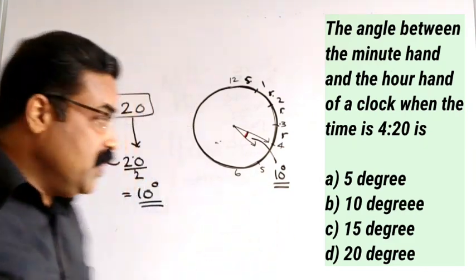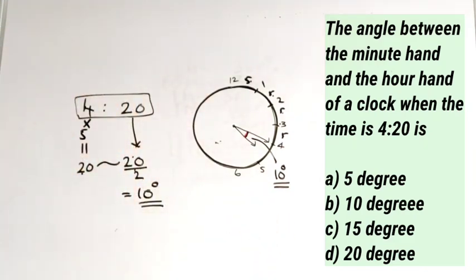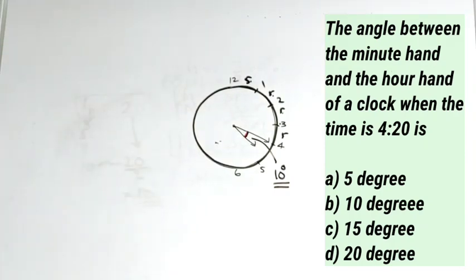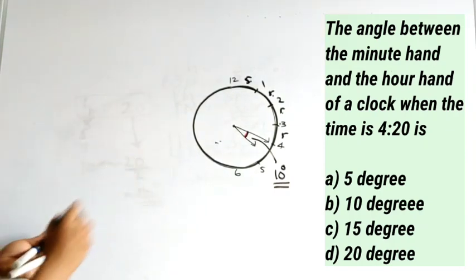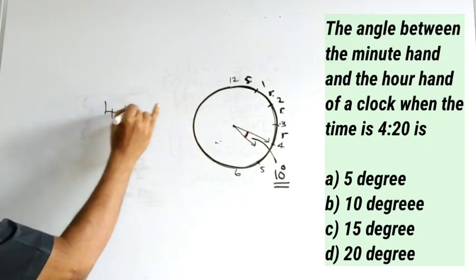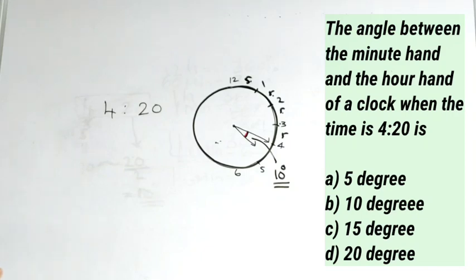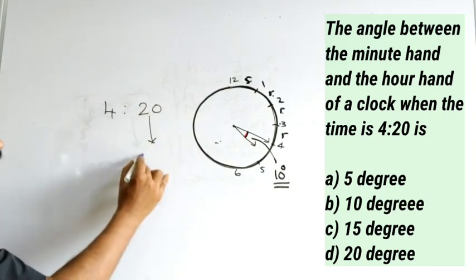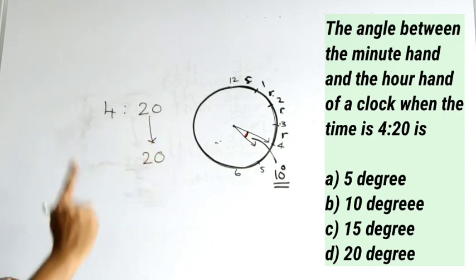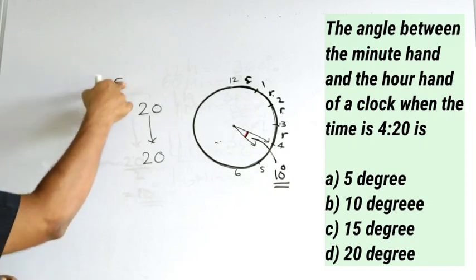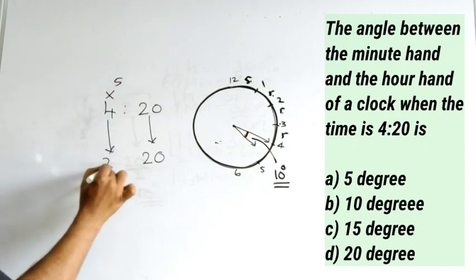Understand very clearly what I did. Let me repeat that step once again so that it becomes very clear to you. Here the time is 4:20, so we have taken 4:20 here. Then this minute is written as it is, 20 is 20 only. This 4 is multiplied by 5. 4 into 5, we are writing 20 here.